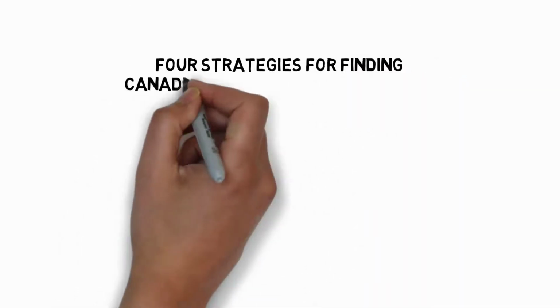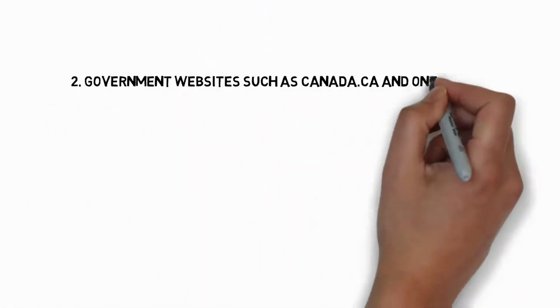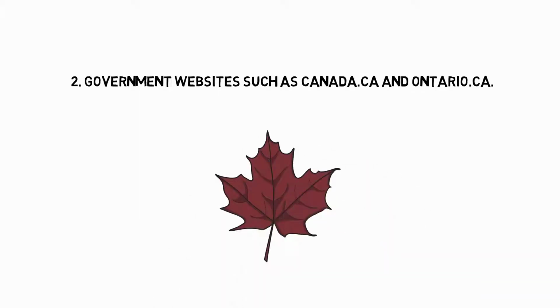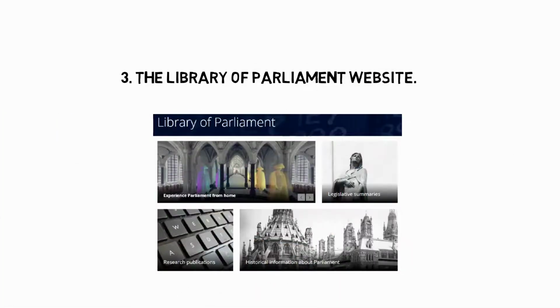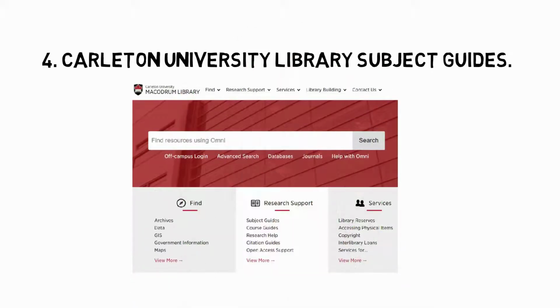There are 4 strategies that can be used for finding Canadian government information. 1. Do a Google Advanced Search. 2. Use government websites such as Canada.ca and Ontario.ca. 3. Use the Library of Parliament website. And 4. Use Carleton University Library subject guides.